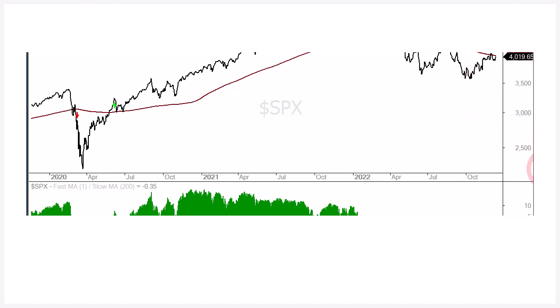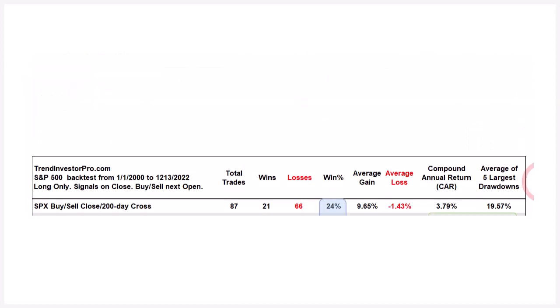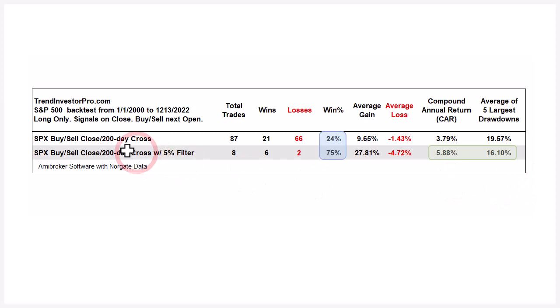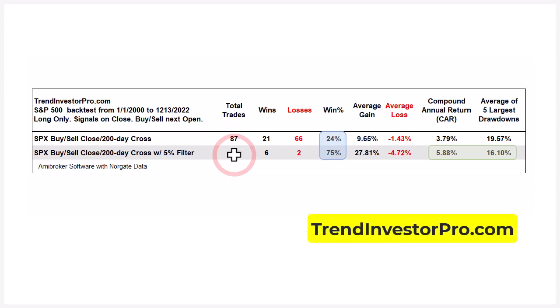Let's put some numbers to this and see how it looks. I'm going to scroll down and look at the next test. Here we have the test we saw before, and look at that. We went from 87 trades to just 8. That's pretty crazy over the last 22 years. You had 6 wins, 2 losses, a 75% win rate, average gain 27.8%, average loss 4.7%, a compound annual return a lot higher at 5.88%, and the largest drawdown was even smaller, 16.1%. So you can see that this helps a lot by just adding that 5% filter for your signals.